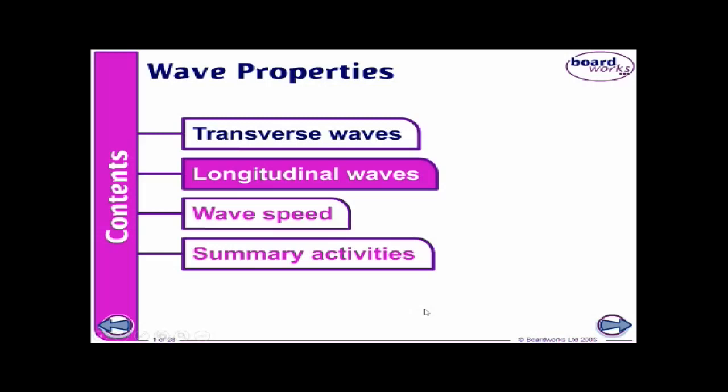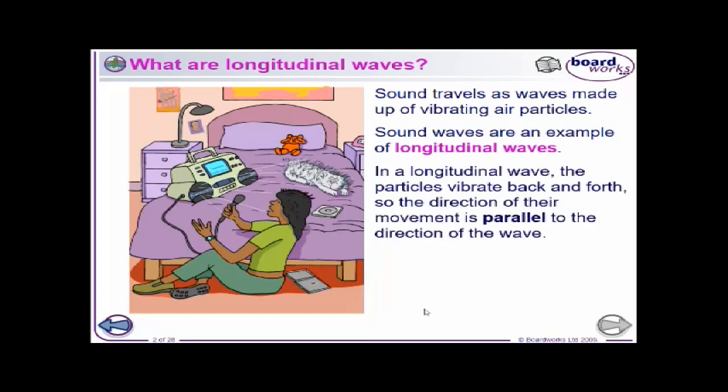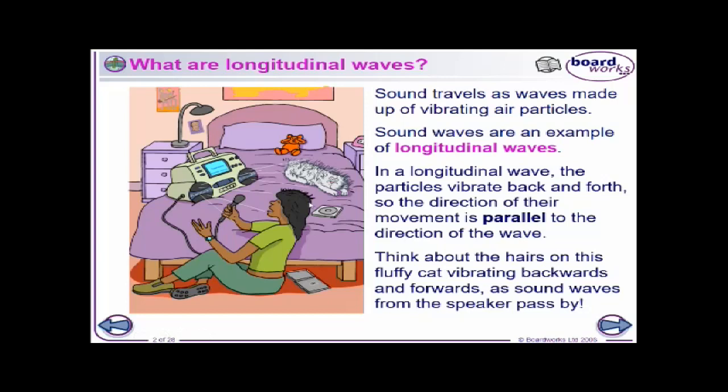So the other type of wave that we need to look at is longitudinal waves. Sound waves are made up of vibrations in air particles. Now, these are an example of longitudinal waves, and this is where the sound will travel from the speakers to the girl's ears. The vibration that makes up that wave will be backwards and forwards parallel to the direction the wave is travelling. Hence longitudinal waves, because the vibration is along the direction of wave travel.